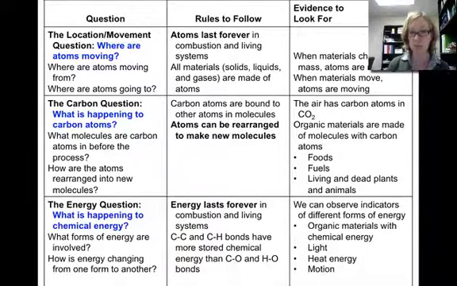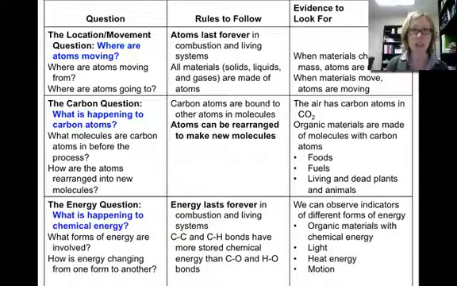And we'll talk about it more later, but essentially, when giving an explanation of a carbon transforming process, students know that they need to answer 3 questions. Where are atoms moving? What's happening to carbon atoms? And what's happening to chemical energy?